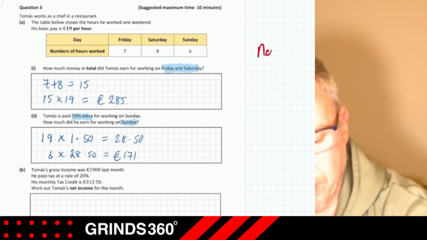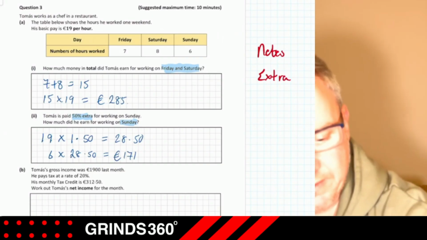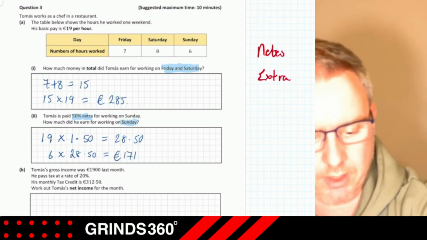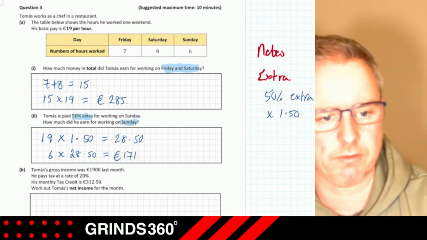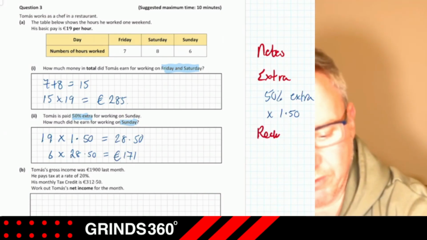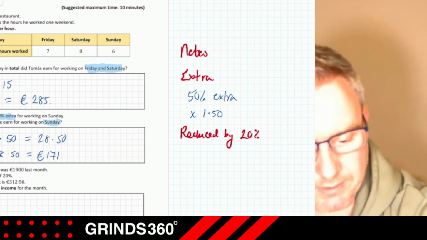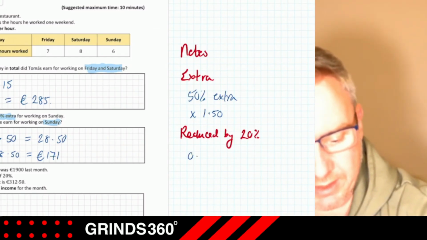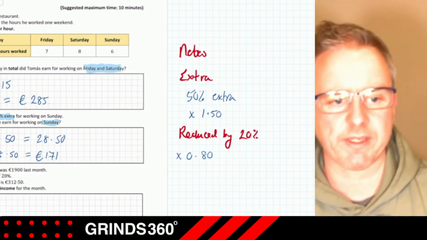So just a little note here, okay? If it's extra, all right, so here when it was 50% extra, we were multiplying by 1.50, okay? What if it was a reduction though? What if it was reduced by 20%, say? All right, so just make sure you can see that on the screen. A reduction of 20%, that would mean you're getting 80% of what was there, okay? So you'd multiply by 0.8. So little things like that.